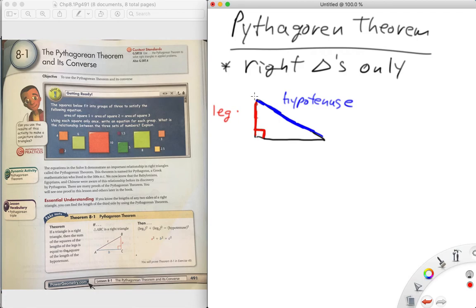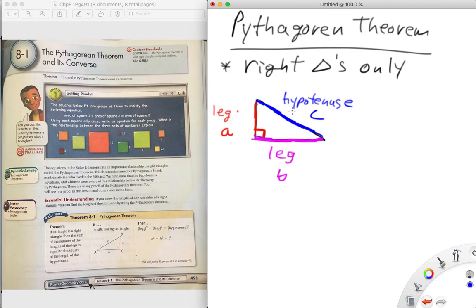Usually the shorter leg is called A, and the longer leg is called B. They're both called legs. The short leg is called A, the long leg is called B, and then the hypotenuse is C. Okay, these are all parts of a right triangle.